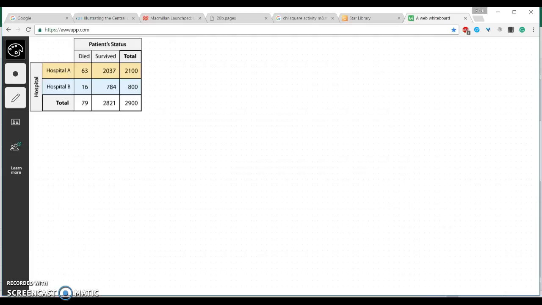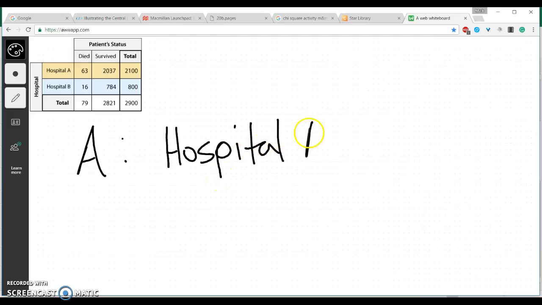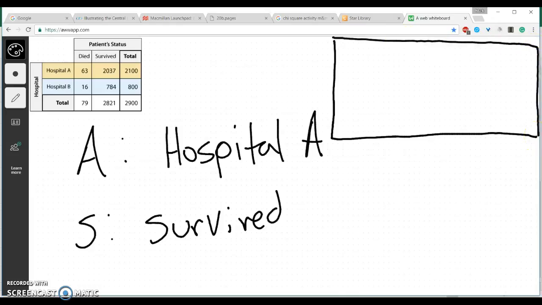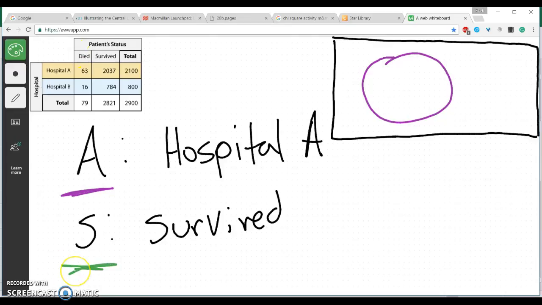And let's give us some events. So let's say A is the event that I have a person that is in hospital A. And let's say S is the event that that person survived. Okay, so the first thing I'm going to do is make a Venn diagram. Now the most important thing is when you make a Venn diagram, you want to include all the space. You want to have the entire sample space. And so let's do my purple circle as A, and my green circle as survived.